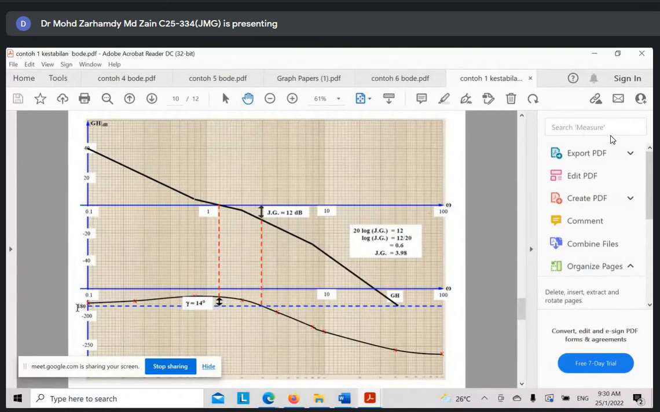Jadi bila negatif 180, you garis ni, you need to garis dulu sebelum dapatkan nilai. So negatif 180 awak akan garis ni. Okay. So intersection this, intersection gain, you will get phase margin. Intersection negative 180, unjurkan kat sini, you move to this gain line, you will get gain margin.